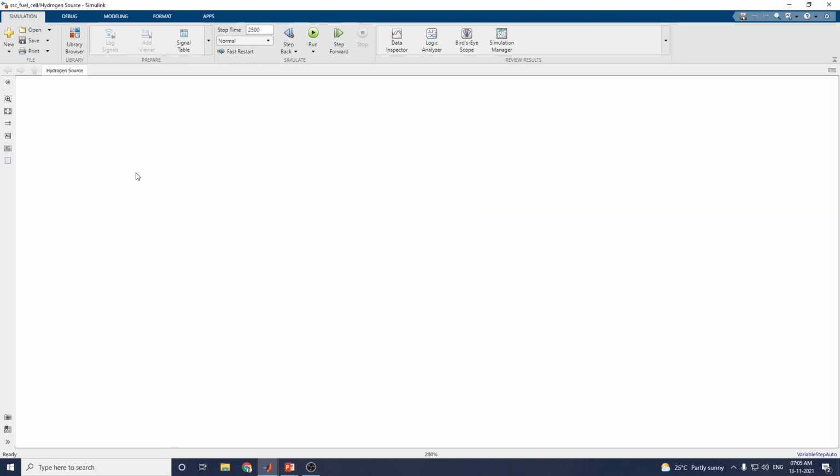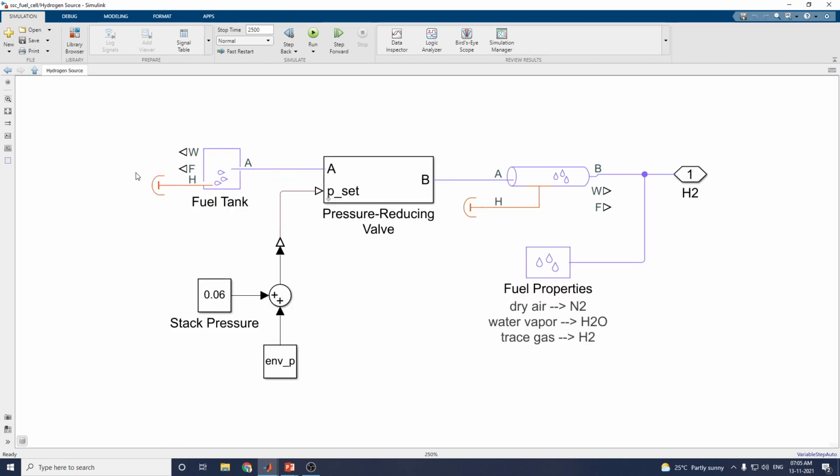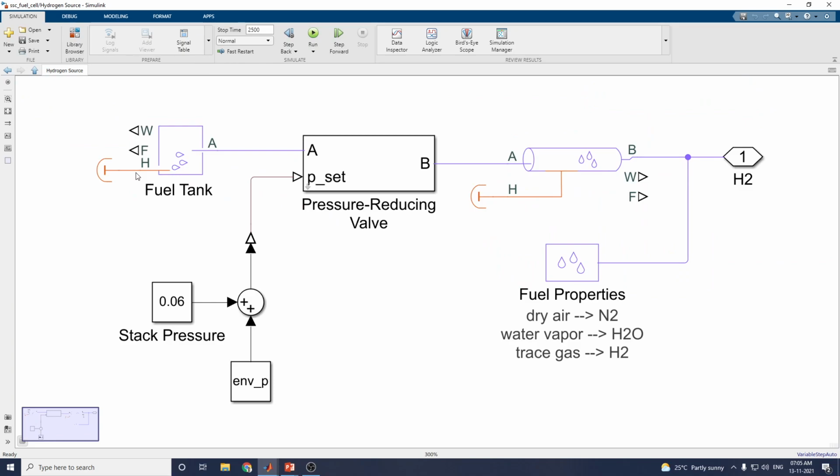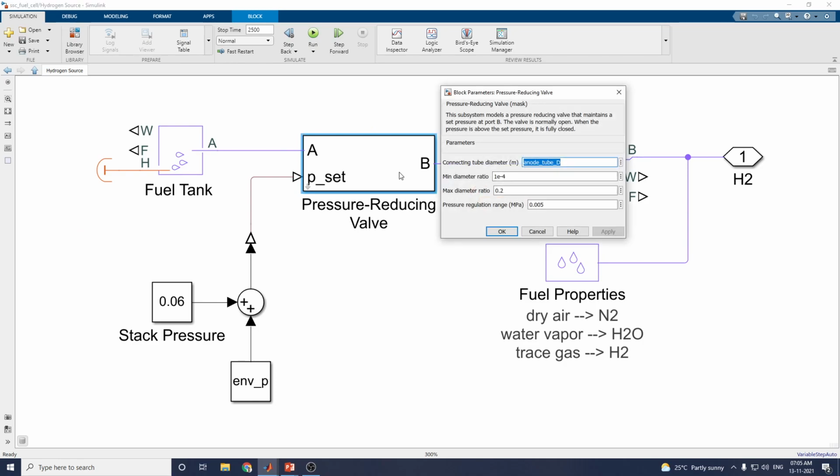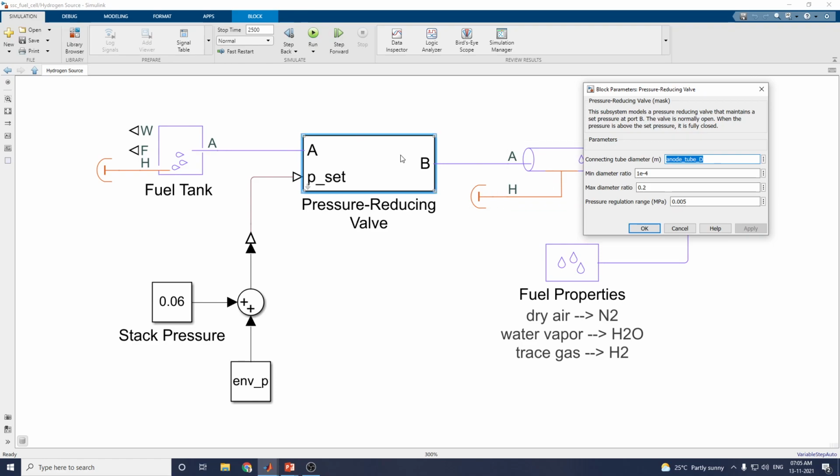This is a hydrogen source. This hydrogen source is a subsystem. Here, by using the pressure reducing valve and stack pressure, these are fuel cell properties. Here, this is a pressure reducing valve. Also, we can set the parameters. What is the use of this pressure reducing valve subsystem? This subsystem models a pressure reducing valve that maintains a set pressure at port B. The valve is normally open. When the pressure is above the set pressure, it is fully closed.